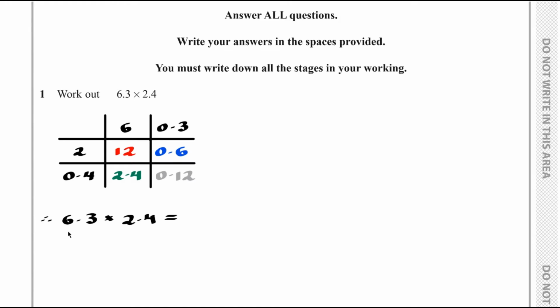And so 6.3 multiplied by 2.4 can be found by adding together the 12, the 0.6, the 2.4 and the 0.12. Now 2.4 plus 0.6, that's 3. And if I add the 3 to the 12, I get 15. And then I add 0.12 to 15, I get 15.12. So therefore 6.3 multiplied by 2.4 is 15.12.